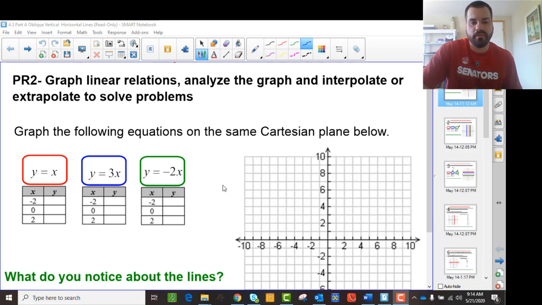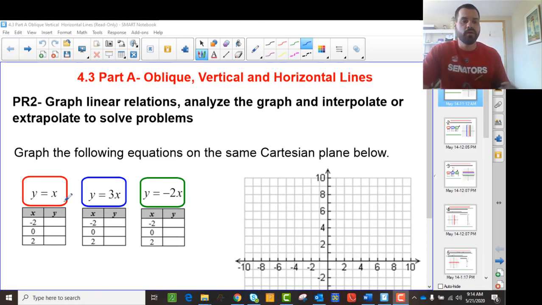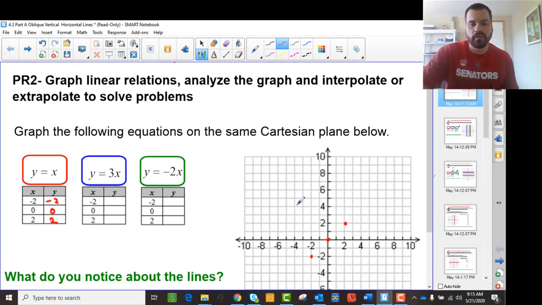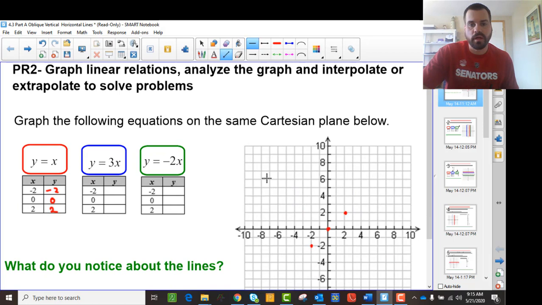So we want to try to graph these. If we look at this one, y equals x, then I'll just do this in the same color. So that's just going to be -2, 0, and 2, okay? And if I graph that, -2 and -2 is right here, 0 and 0 is right here, and then 2 and 2 is right here, okay? So I'm just going to connect those with a line.